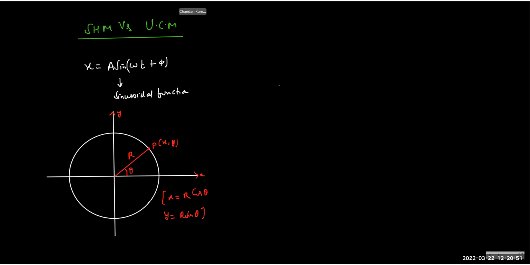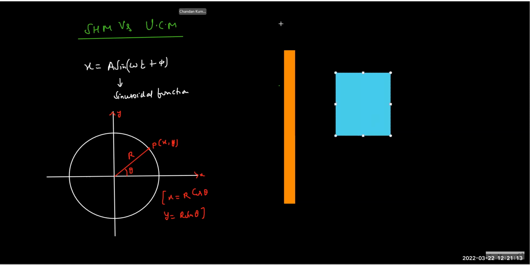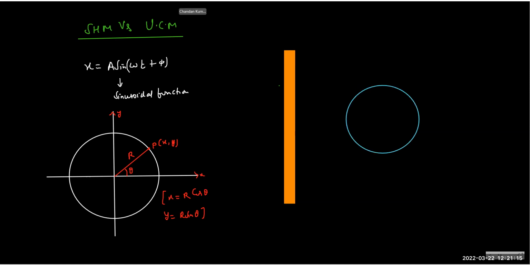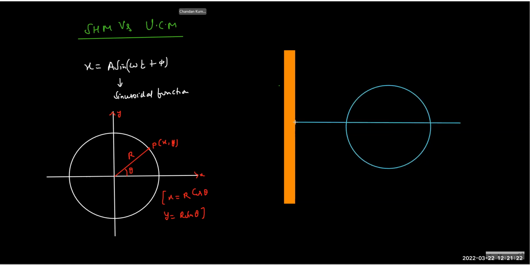So although you're moving on a straight path, I can project your straight path onto a circular motion, which will have similar characteristics. But let's see how. For that, I will take some demonstration. Let's say this is the wall, and this is the circle.